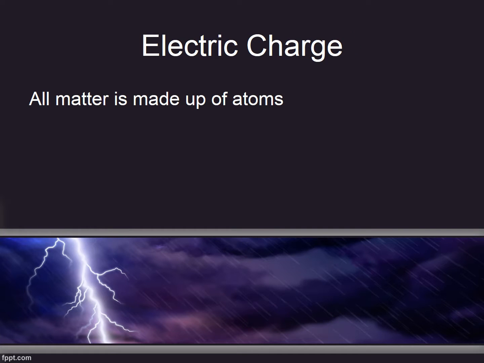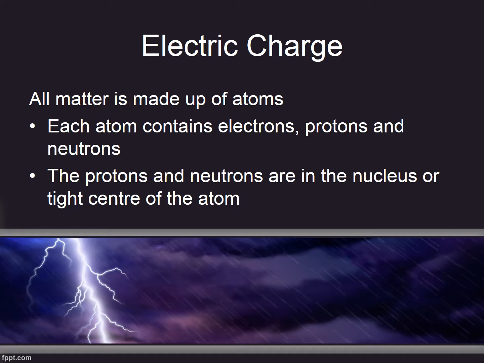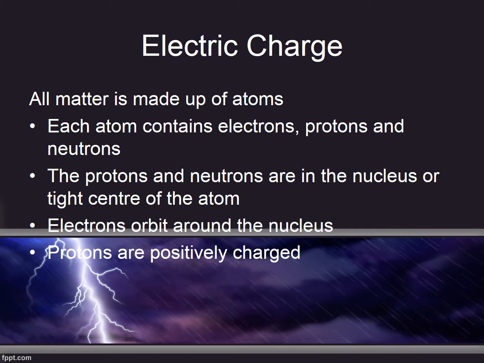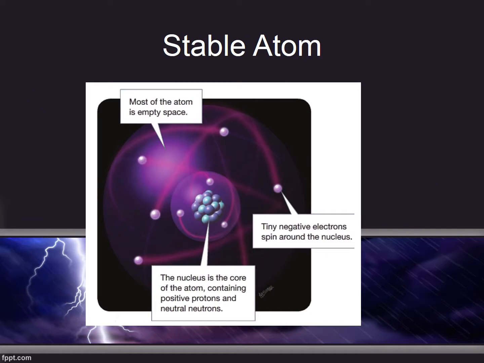As you've already learnt earlier this year, all matter is made up of atoms. Each atom contains electrons, protons and neutrons. The protons and neutrons are in the nucleus, or the tight centre or the middle of the atom, and electrons orbit around the nucleus. Protons are positively charged, electrons are negatively charged, and neutrons have no charge, or they're neutral.